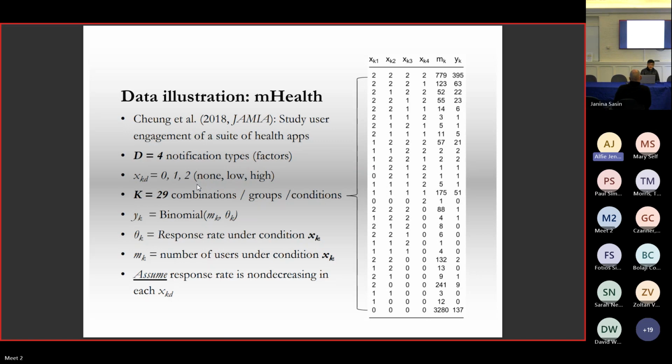And we'll speak more about that later. But this is an example just to illustrate the notation, and we're going to come back.